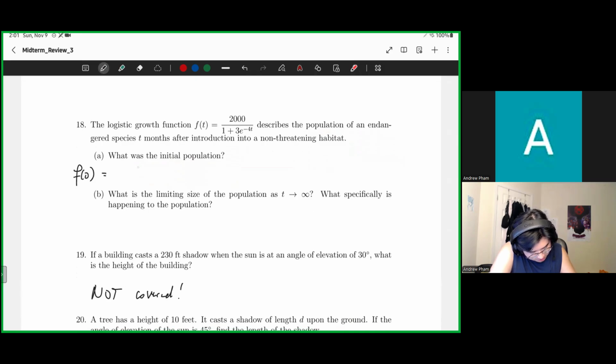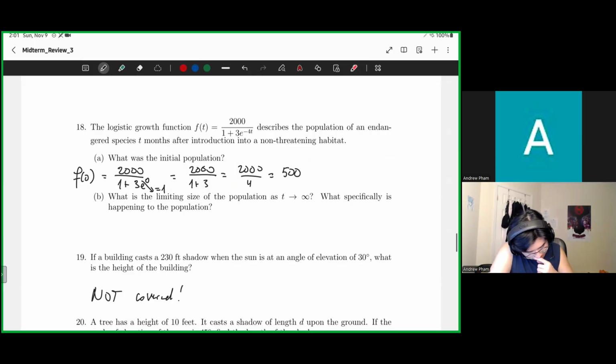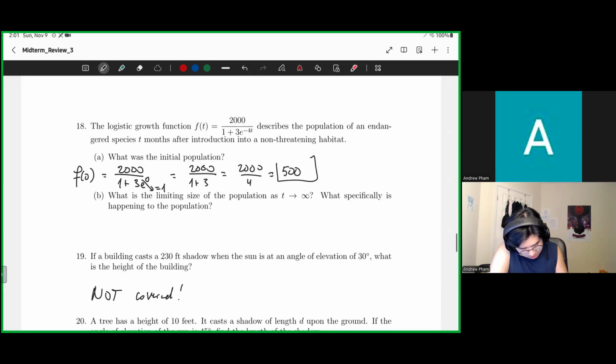That's what initial means. So 2000 over 1 plus 3e to the 0 power minus 4 times 0 is just 0. And that's just 1. So you really have 2000 over 1 plus 3, 2000 over 4, which is just 500 species. So the units here is just like members of species.